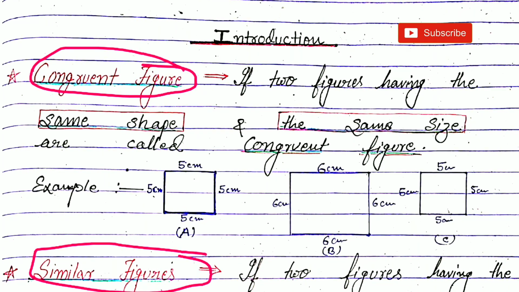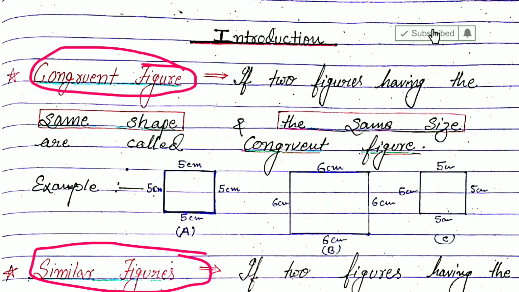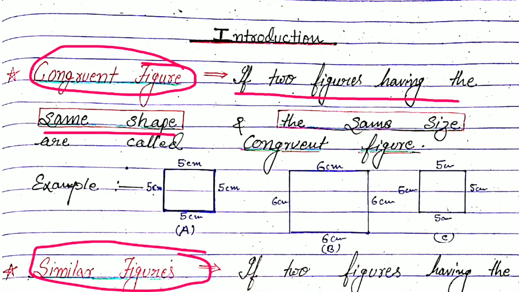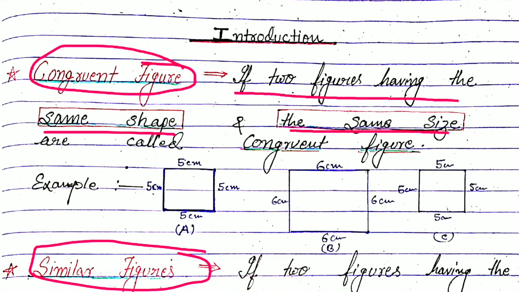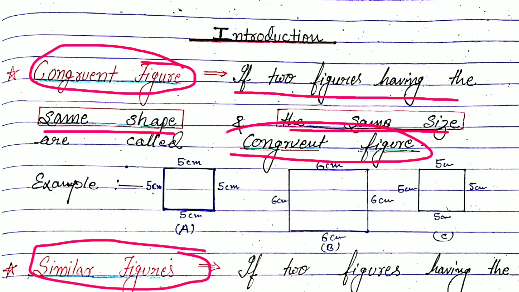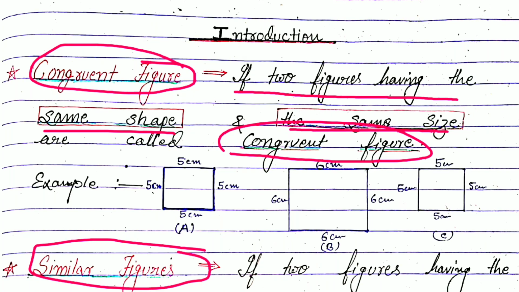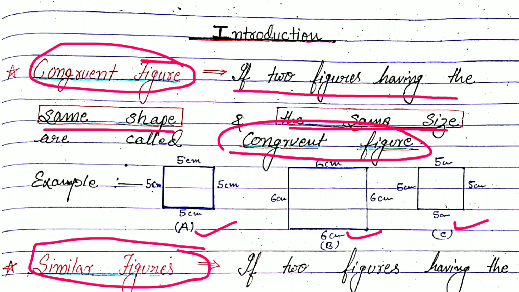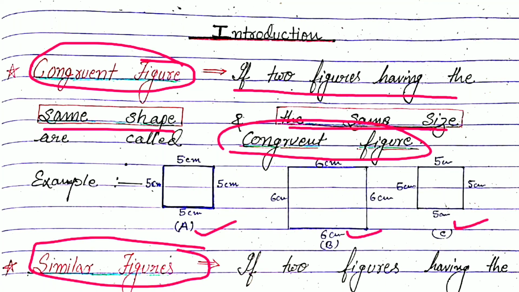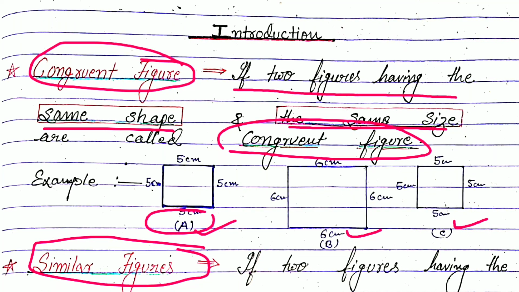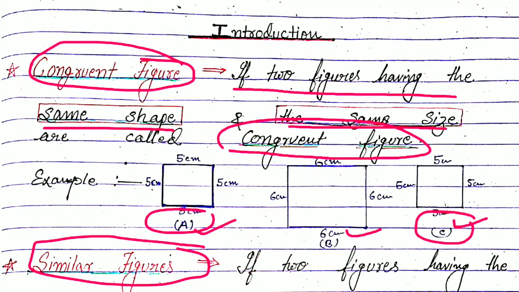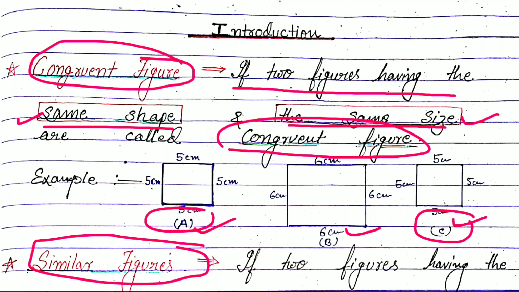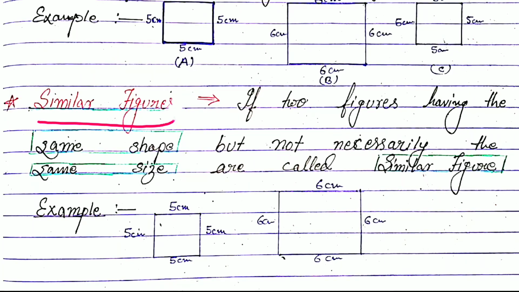Let's see the first one, that is congruent figure. If two figures having the same shape and the same size, they are called what? Congruent figure. Like here I have given figure number A, figure number B and figure number C. Which one is congruent? Figure number A and figure number C will be congruent because they are the same shape and same size.